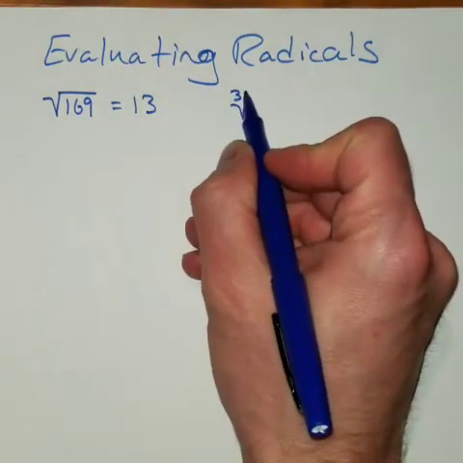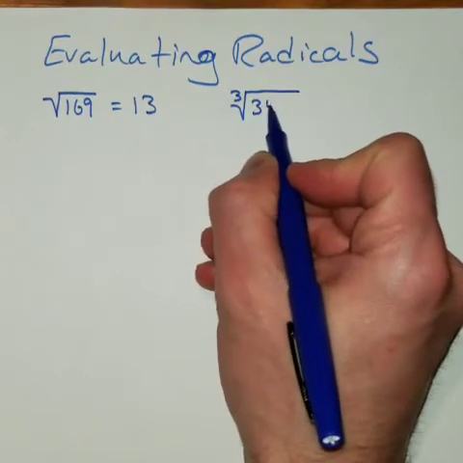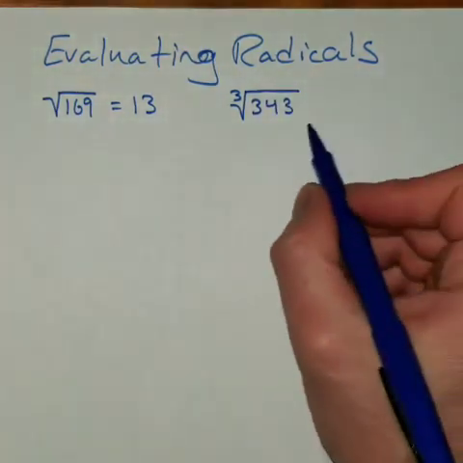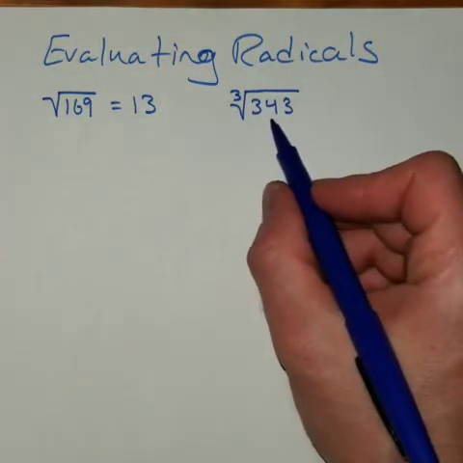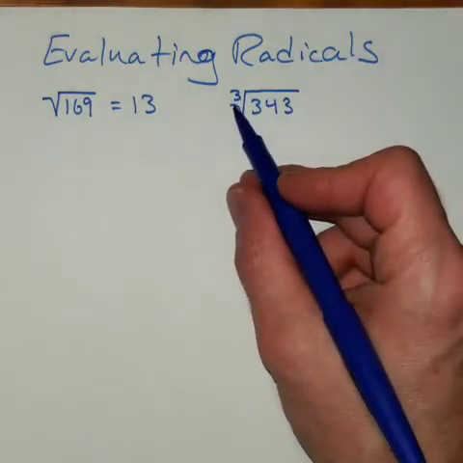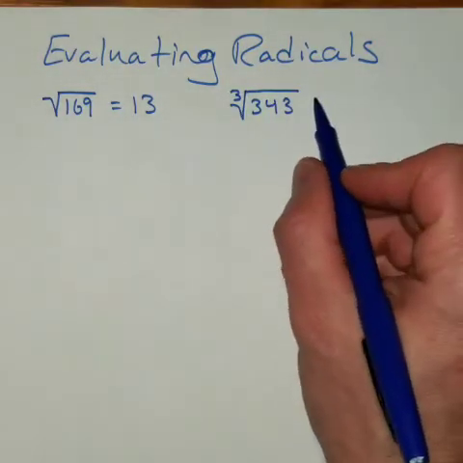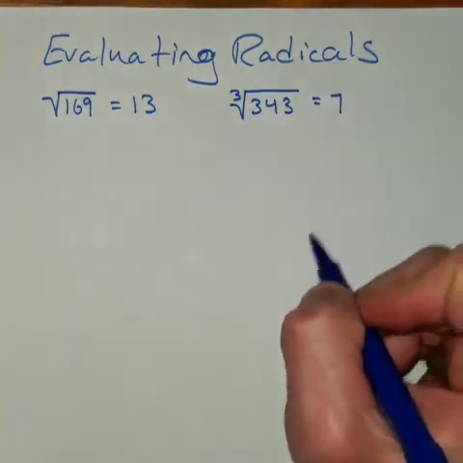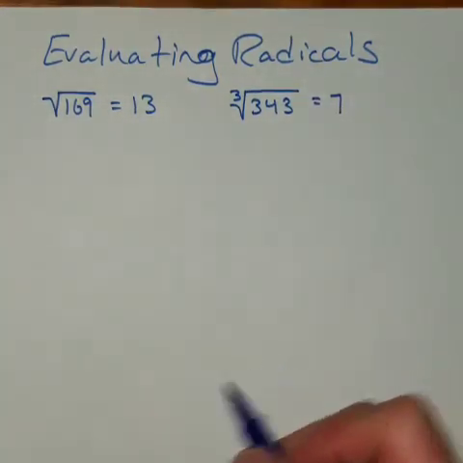Cube root of 343, well, the number whose cube is 343 is 7, right? Because 7 times 7 times 7 would give you 343. That comes off of our list.